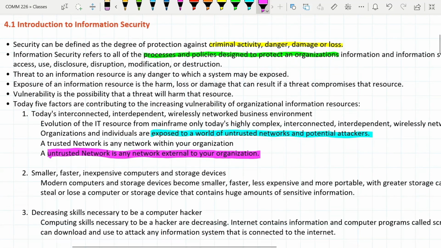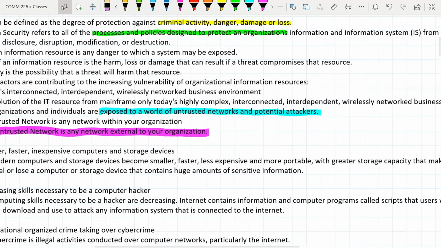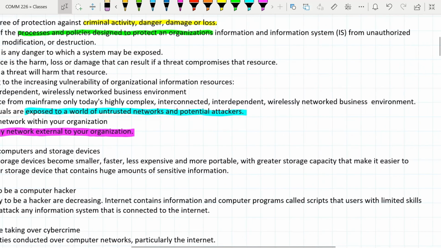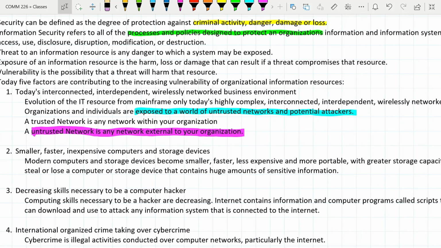2. Smaller, faster, inexpensive computers and storage devices. Modern computers and storage devices become smaller, faster, less expensive, and more portable with greater storage capacity, which makes it easier to steal or lose a computer or storage device that contains huge amounts of sensitive information. It's just that everything is getting smaller, faster, and cheaper.